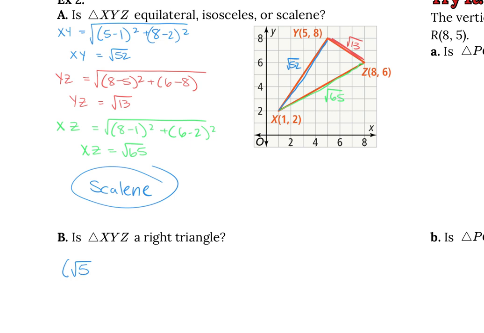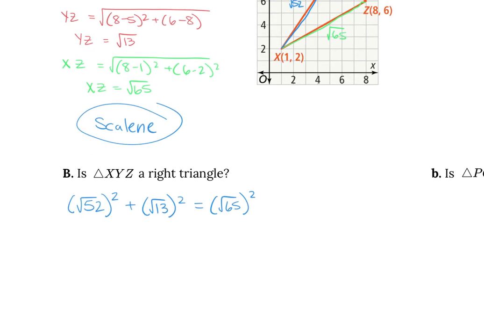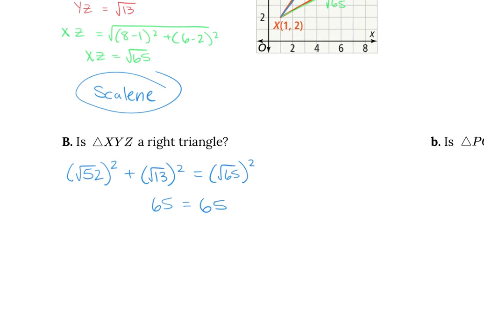So we will do XY first, which is the square root of 52 squared. My XZ has to be my hypotenuse side, so I'm going to use YZ next. And they have to equal the hypotenuse, which is that XZ, so square root of 65 squared. Once I simplify this, I will end up with 65 equals 65. That is a true statement, so this is a right triangle because it did satisfy the Pythagorean theorem.